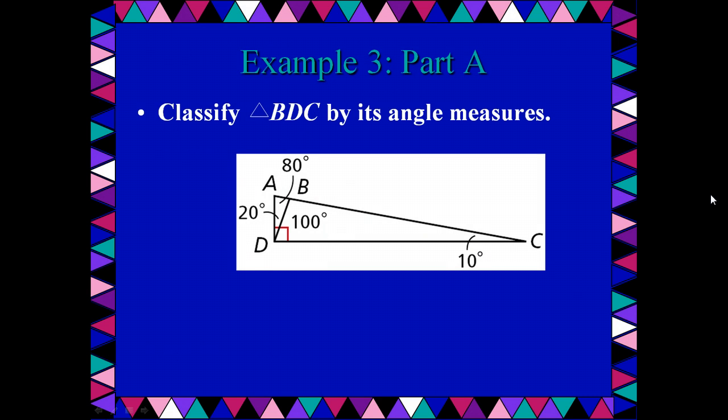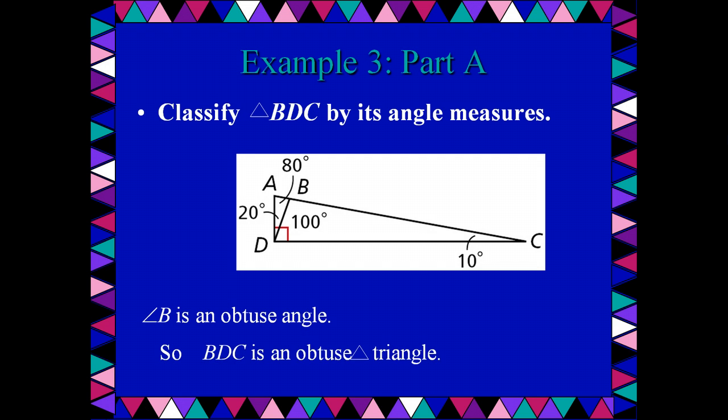Let's look at BDC and classify it by its angle measures. So we are looking at BDC. So forget about the little part with A in it. This part doesn't count. So we know that angle B is 100 degrees. Angle C is 10. B is an obtuse angle. It's more than 90 degrees. So BDC is an obtuse triangle.